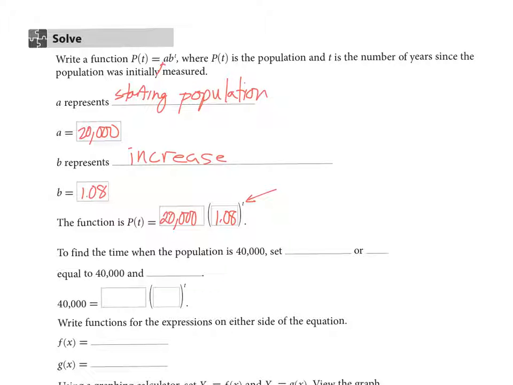So we want to find when the population is doubled, 40,000. Now they told you 40,000, but in the problem they didn't have to tell you. They could have just said doubled, and you should have known that's 40,000. So what's our equation become? 40,000 equals 20,000 times 1.08 to the t power. Do we want to solve this one algebraically? No. This is a hard one to solve algebraically.